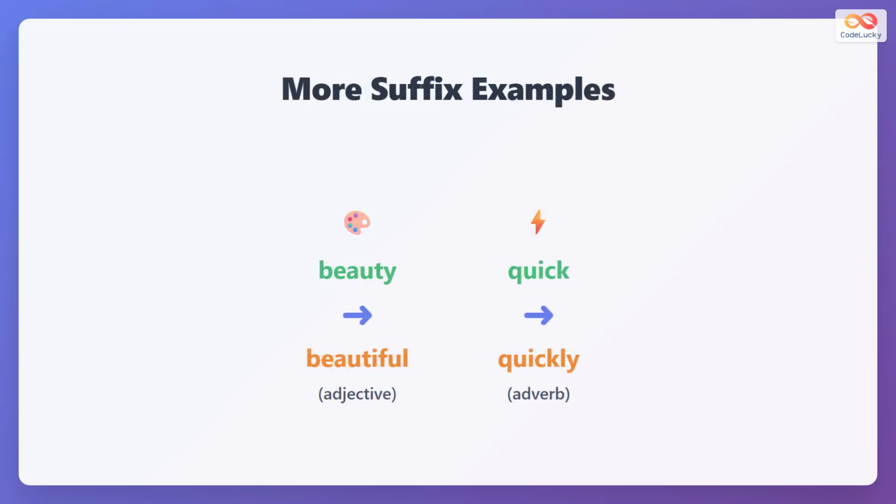Beauty plus ful becomes beautiful, turning a noun into an adjective that describes something. Quick plus ly becomes quickly, turning an adjective into an adverb that describes how something happens. Suffixes help us build words for different grammar needs.